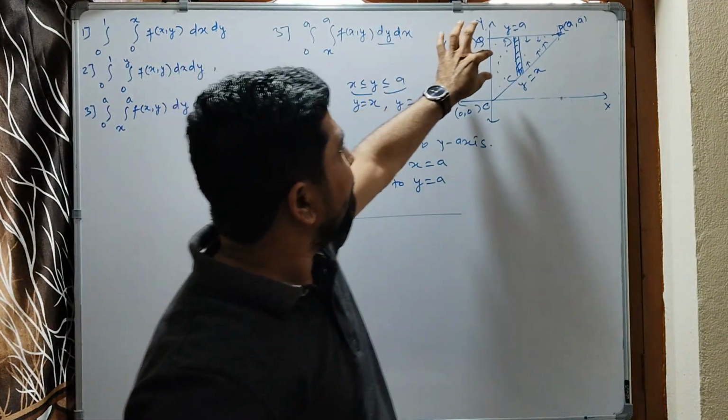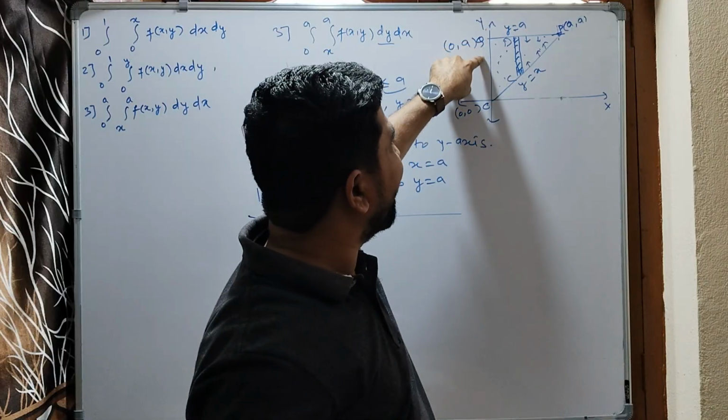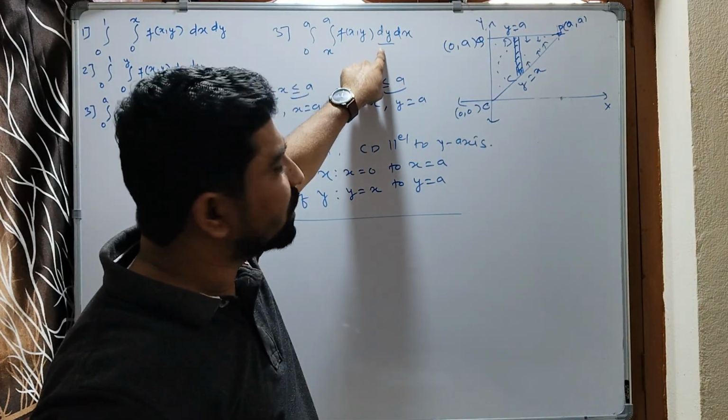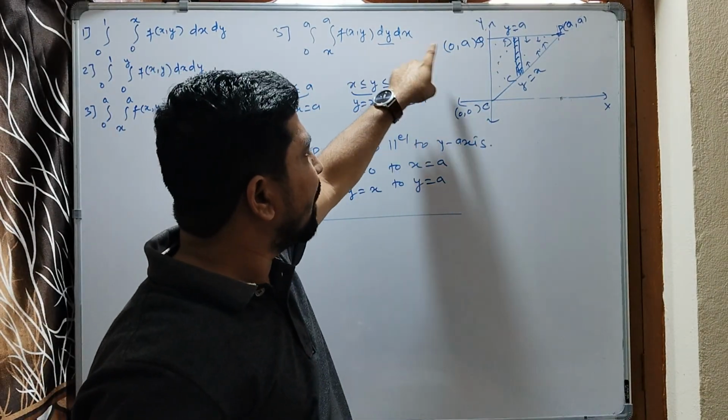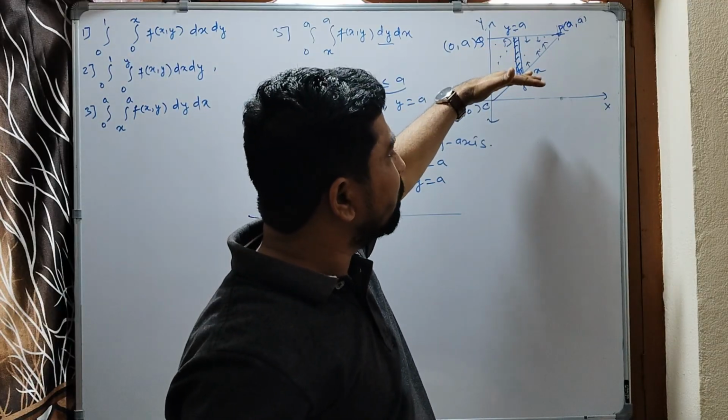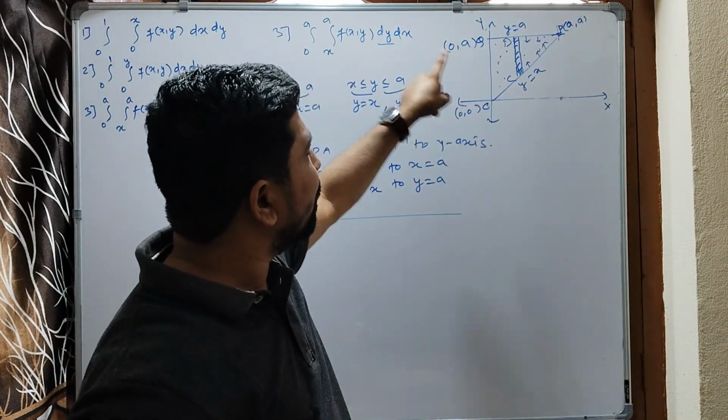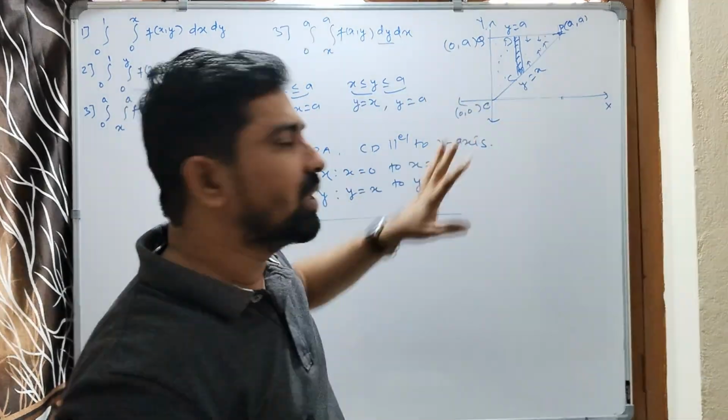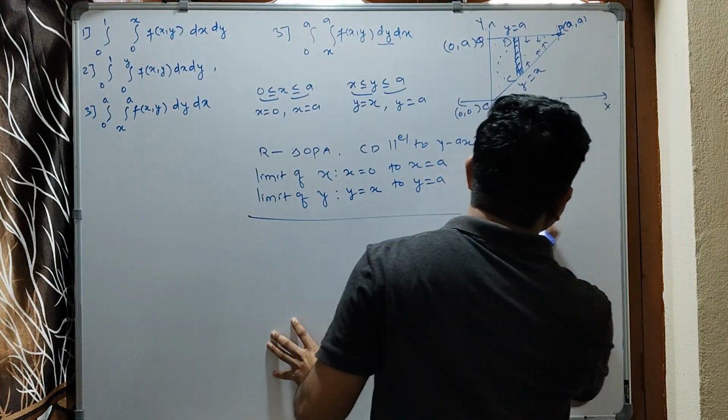So here I am using the vertical strip which is parallel to the y axis. That's why we first integrate with respect to dy and then dx. Now I want to draw the horizontal strip which is parallel to the x axis. Here I want to change dy dx to dx dy, covering the same region.